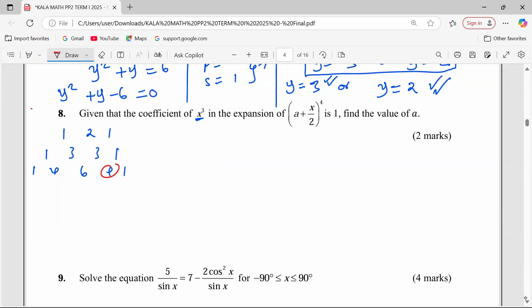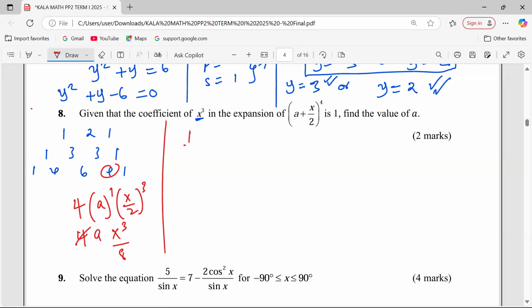So now we're going to say that this fourth term shall be 4 into a to power 1 and x over 2 to power 3. So this is 4a x power 3 over 8. You see, if I simplify these, I'll have 4 divided by 8, which is a half. So half a x power 3. This is now the fourth term expanded according to this expression.